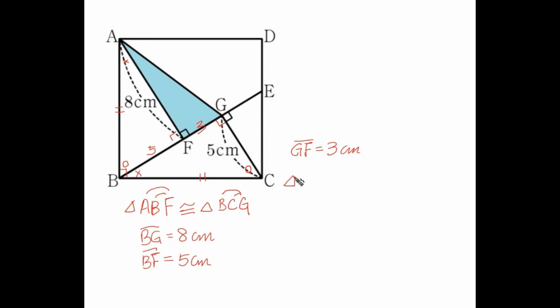So triangle AFG is 3 by 8 by 1 over 2 is 12 square centimeters.